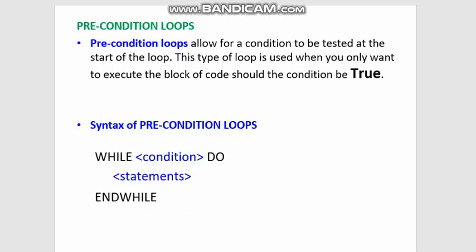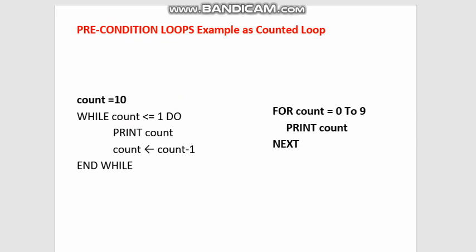Precondition loop. The precondition loop is a while loop which checks the condition before execution of the loop. While loop will execute until the condition is true. Like if I set count equal to 10 and the condition is while count less than or equal to 1, this is wrong. This loop will never execute because the count is not less than 1.